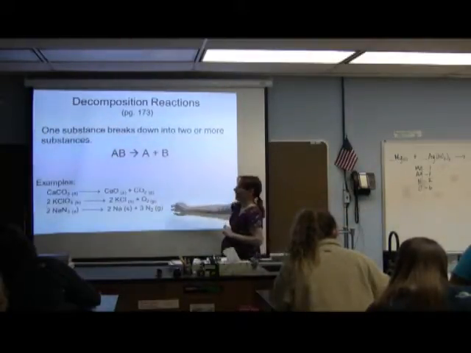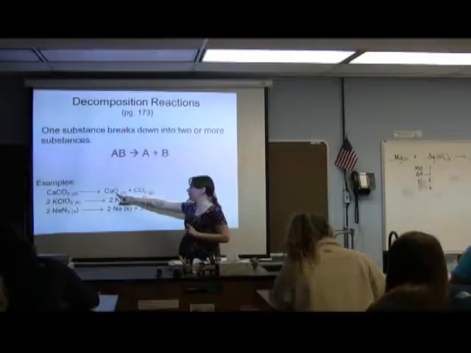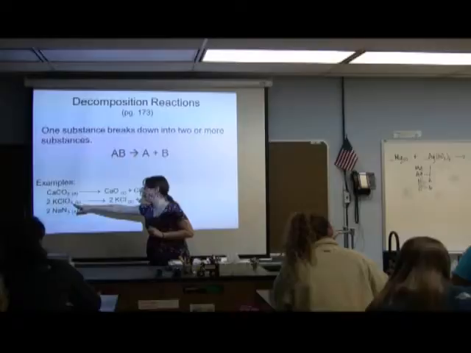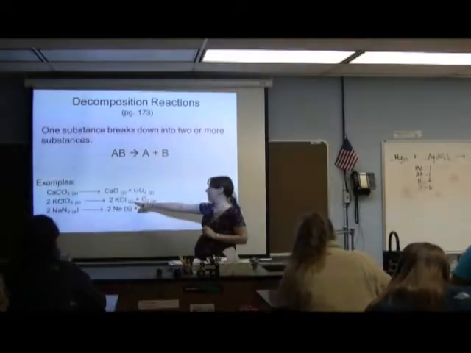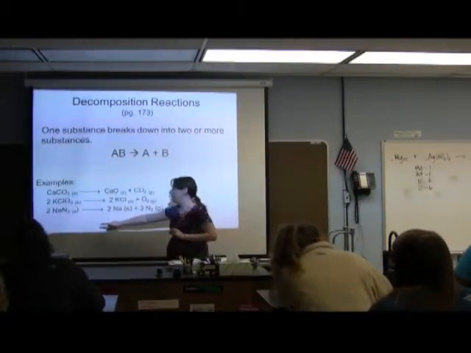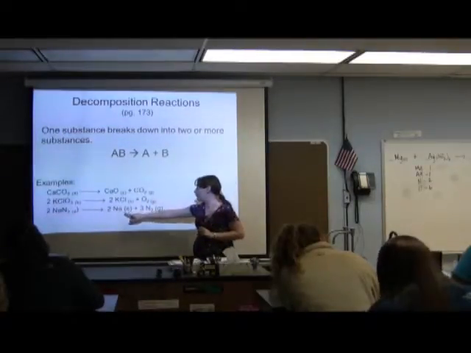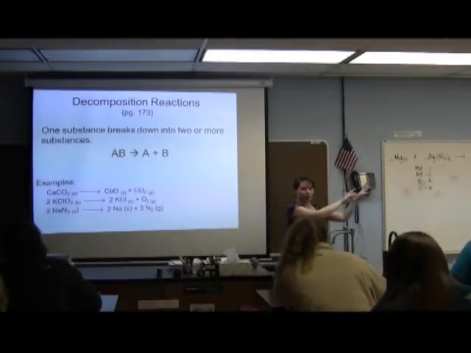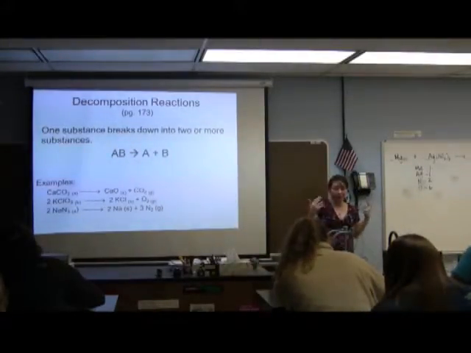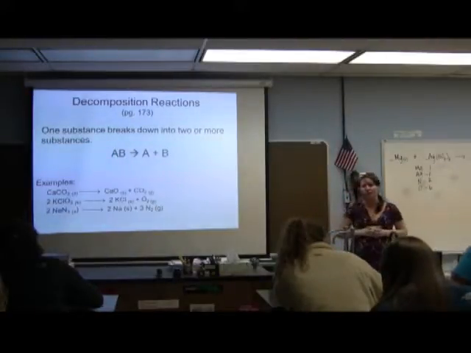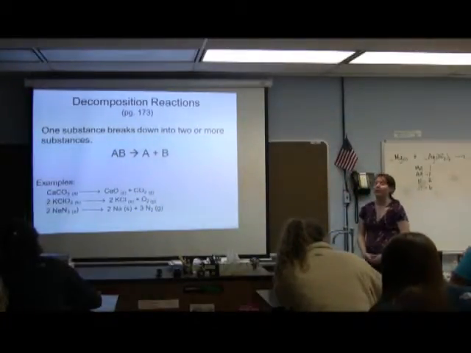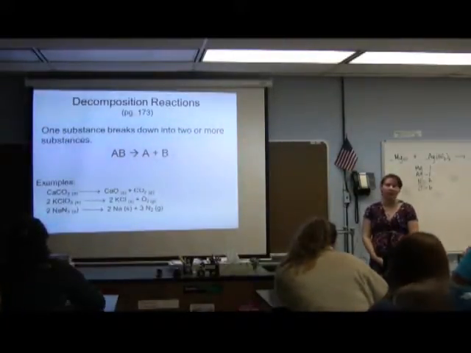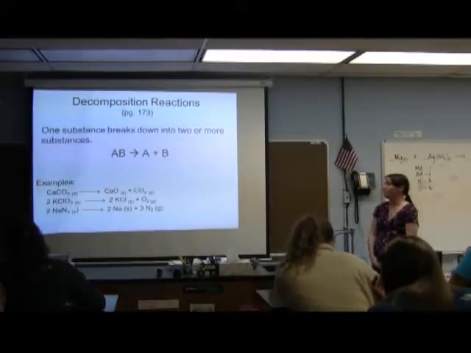For instance, calcium carbonate decomposing into calcium oxide and carbon dioxide gas. Potassium chlorate breaking down into potassium chloride and oxygen gas. Sodium nitride breaking down into sodium metal and nitrogen gas. One reactant breaking down into a whole bunch of products, and there can be more than 2. You can have 3 or 4 products, depending on what you're starting with. The hallmark of a decomposition reaction is one reactant and many products.